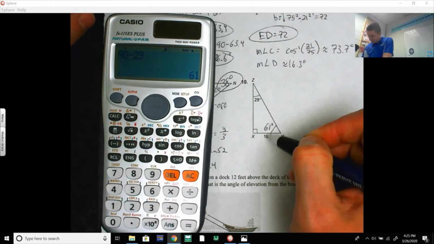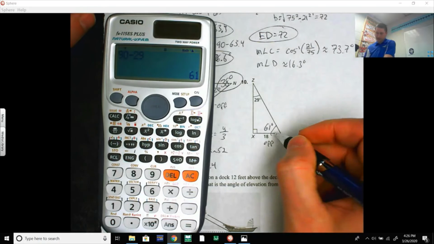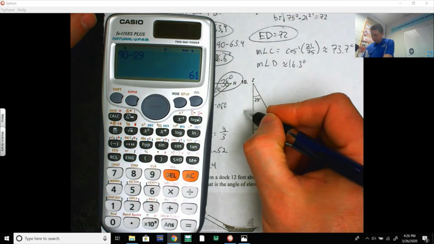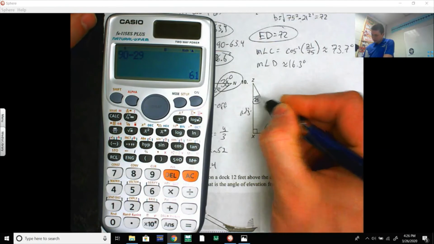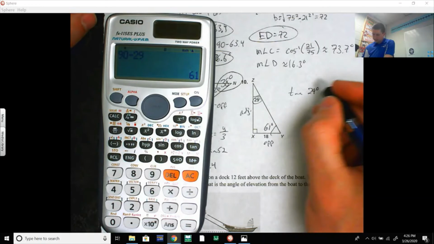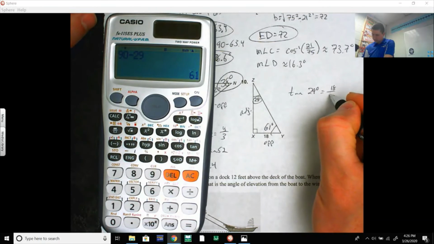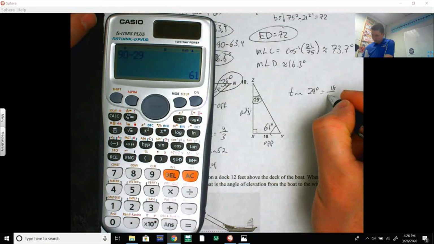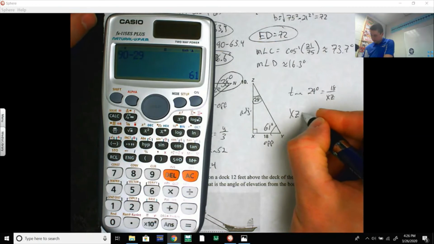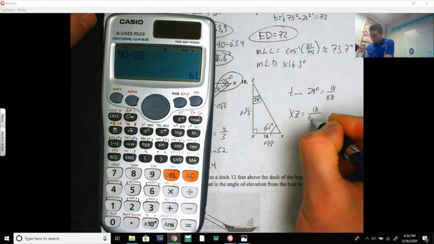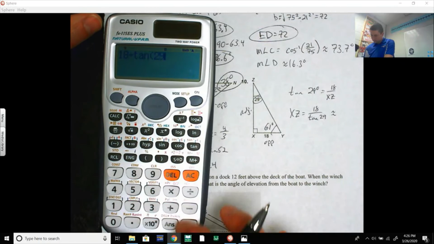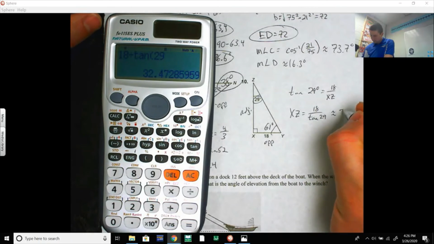So 18 is opposite, or you can use the 61, it'd be adjacent. So this is the adjacent side to my 29. I have to use tangent. The tangent of 29 degrees is 18 over xz, that length. So xz equals 18 over the tangent of 29, which is about 32.5.